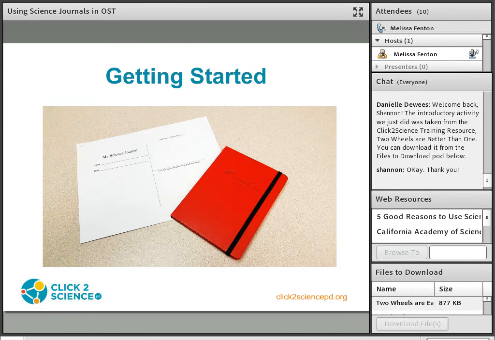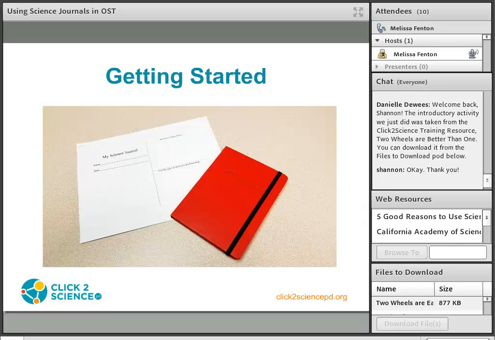So how can you get started using science journals or science notebooks in your program? Well, first, knowing that there are 2 types of journals is a good way to get started. So we have the structured journal, like the sample science journal in the file pod. Once again, there's a youth science journal file in the files to download pod, and that's our sample science journal that is available from the Click to Science resources.